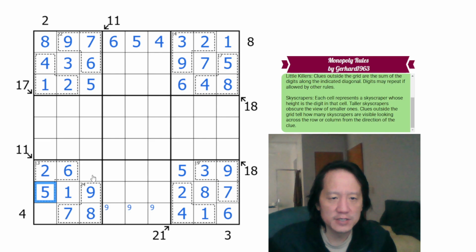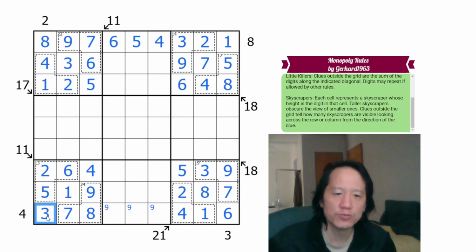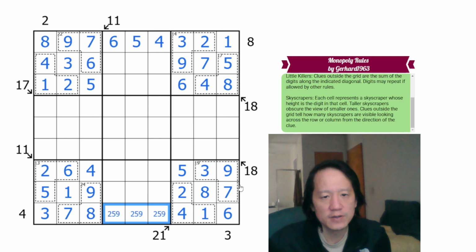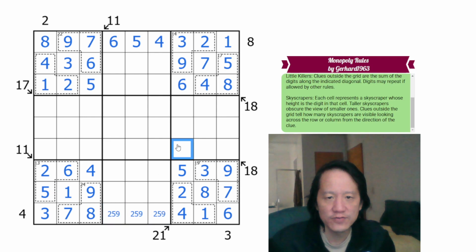What are the last remaining cells in box 7? It must be 3 and 4, but this can't be 4 because of that 4, so this is a 3, and this is a 4. That's 3 in the corner. We celebrate. And these remaining cells are, what, 2, 5, and 9. And they can go in any order. That's fine.